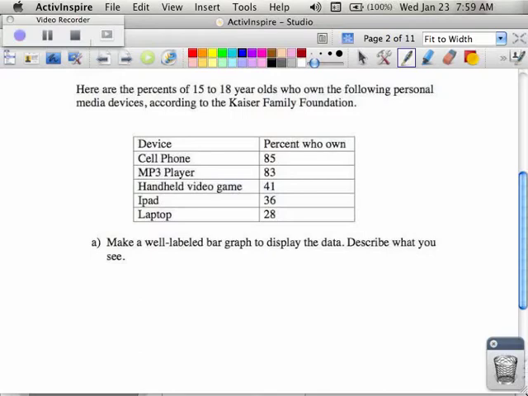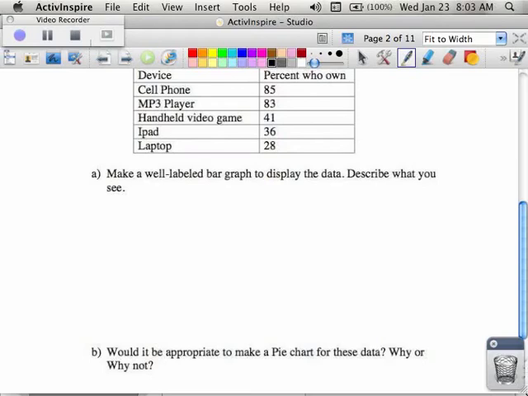All right, I would like you to try and create a bar graph for this data, and then afterwards I'm going to put up mine and let's see how close we are. Okay, so as I think about this, the first thing I'm going to do is give my graph a title. How many people gave their graph a title? Nice job. So I would call this personal media devices. This doesn't necessarily have to be your title, but it should be titled.